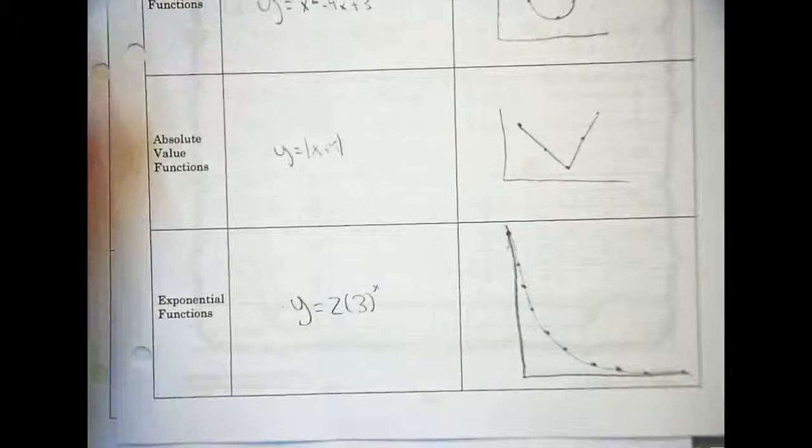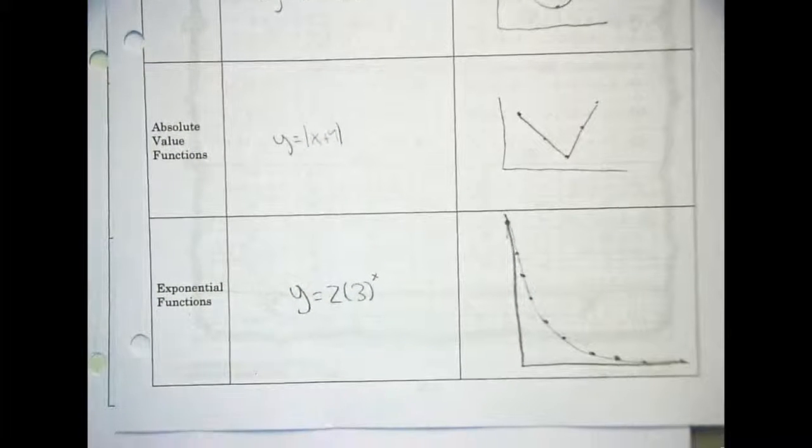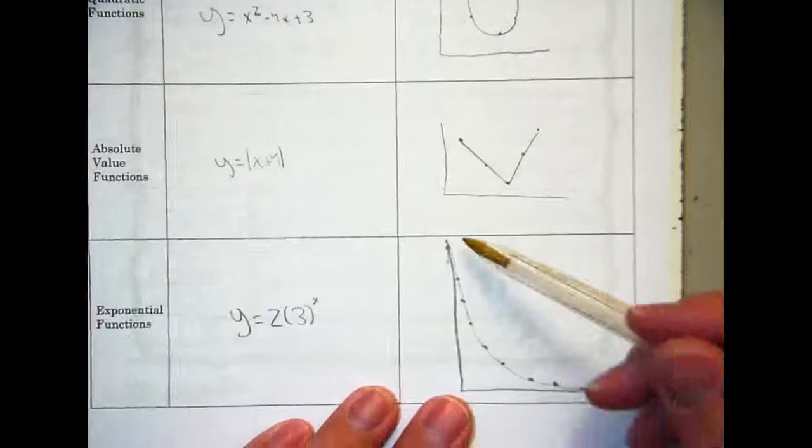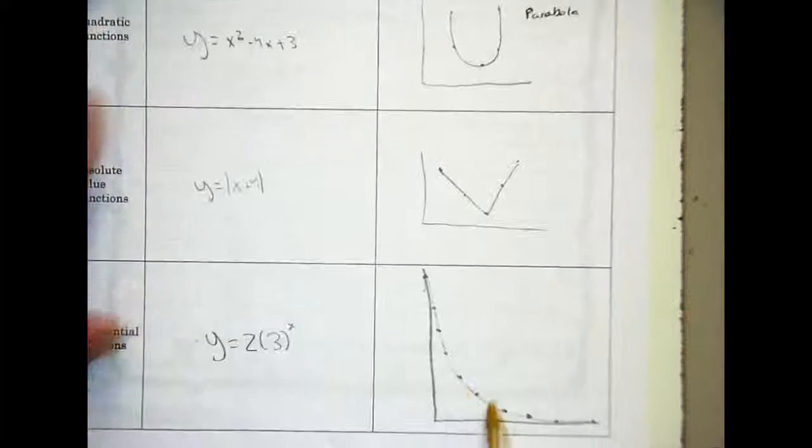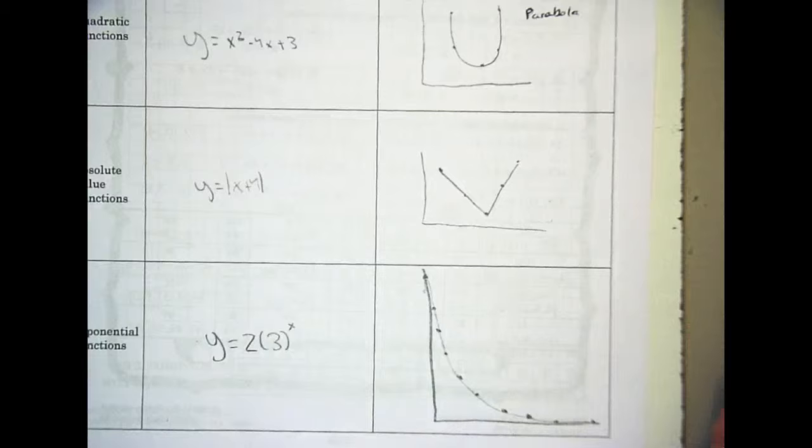All right, Patrick, how do we know this is exponential? Because x is the exponent. X is the exponent. Okay, Jaden, how do we know the graph is good? Yeah, it's like a swoosh. It's like a slide, man. Okay? All right, very good.